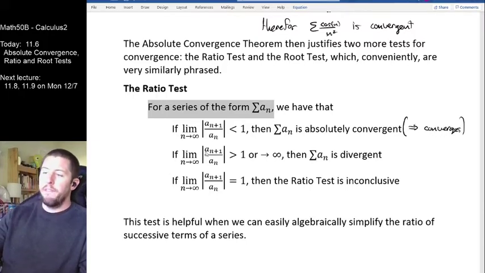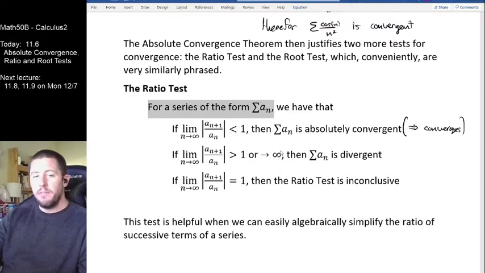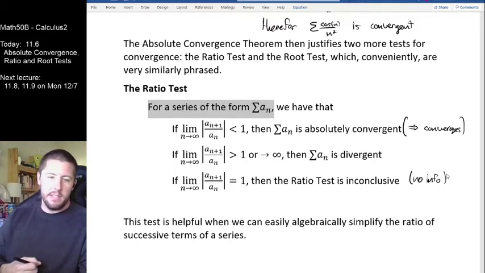On the other hand, if the ratio of consecutive terms is a positive number larger than 1, or if this limit just diverges off to infinity, then we'll know that our series is going to also diverge. The one case that's not helpful to us here is if our ratio of consecutive terms in absolute value tends to 1, then our ratio test is going to be inconclusive. There's no information that we get out of this. So this doesn't say converges or diverges. This says go try another test if you end up finding that this will be equal to 1.